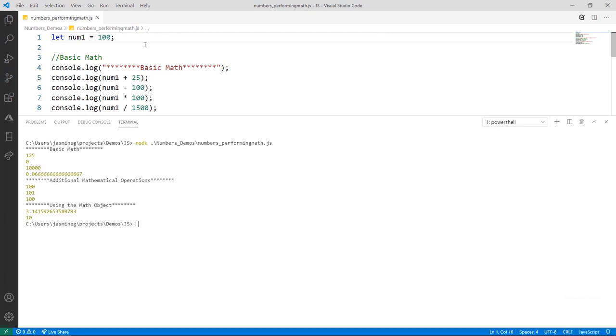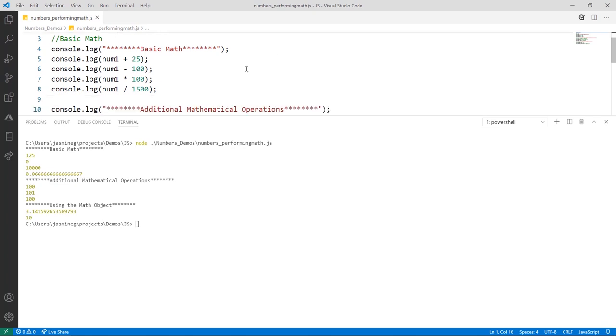Line 1 is just a variable that we'll be using throughout this demo. It's the integer 100. So in this first example, we are doing some basic math: addition, subtraction, multiplication, and division. One thing to keep in mind with division is that the number on the left is divided by the number on the right.